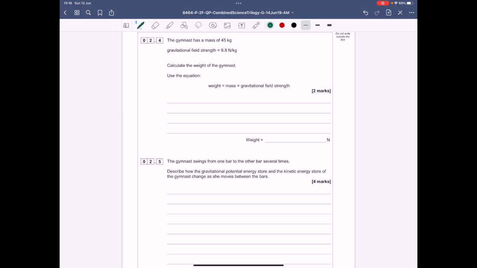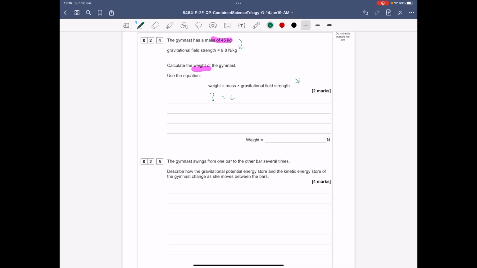Question 2.4 then. The gymnast has a mass of 45 kilograms. The gravitational field strength on Earth is 9.8 Newton per kilogram. Calculate the weight of the gymnast and it gives us the equation weight equals mass times gravity. Now they've given us the equation and there's no tricks with the units. It's in kilograms and Newtons per kilogram. So it's just an easy times together calculation.